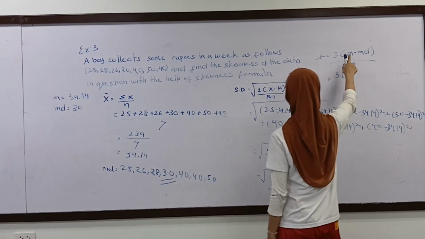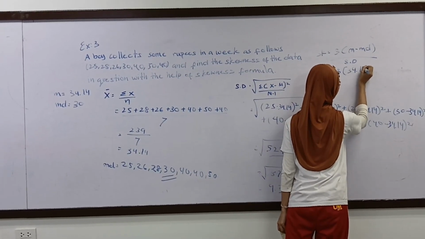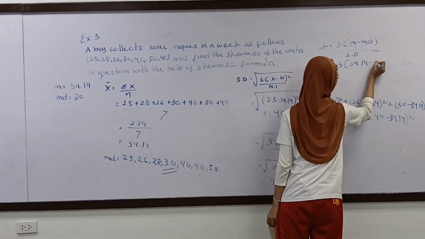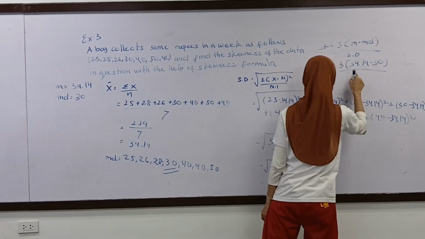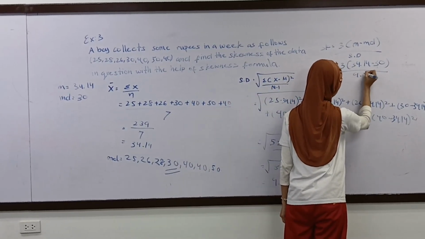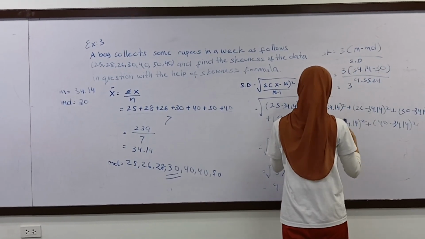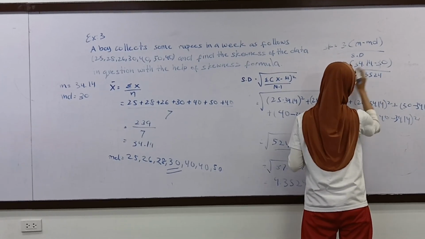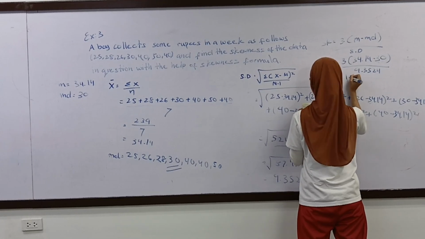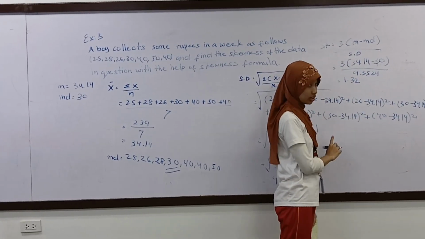3. What is our mean? Our mean is 34.14 minus the median, which is 30, over our standard deviation, which is 9.354. So the answer of this one is 1.32. As you can see, the skewness is positive.